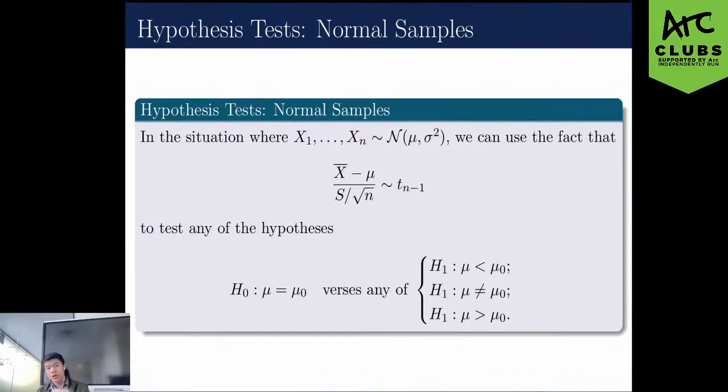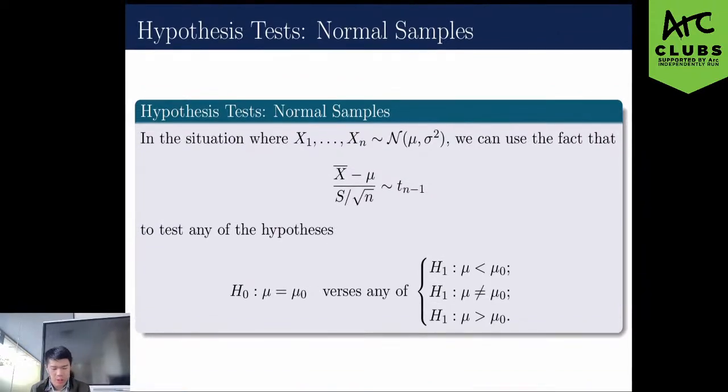Cool. We'll do some examples really quickly, with normal samples. When we've got a normal sample where we don't know the mean or the variance, we want to use the fact that the sample mean minus the actual mean, divided by s on root n, follows a t-distribution with n minus 1 degrees of freedom.